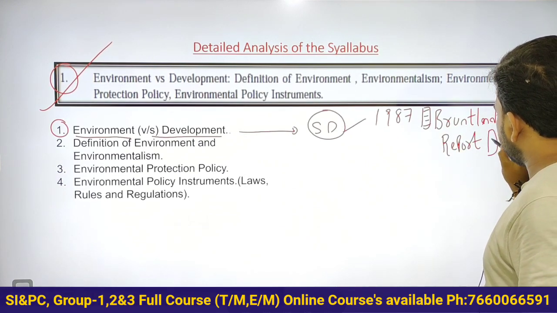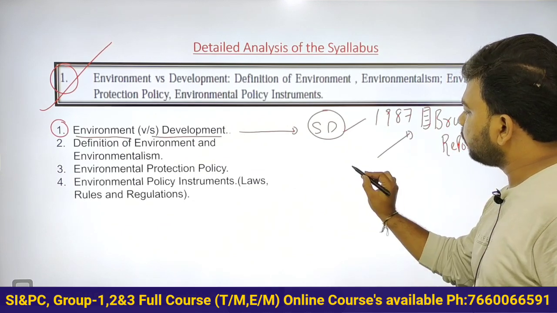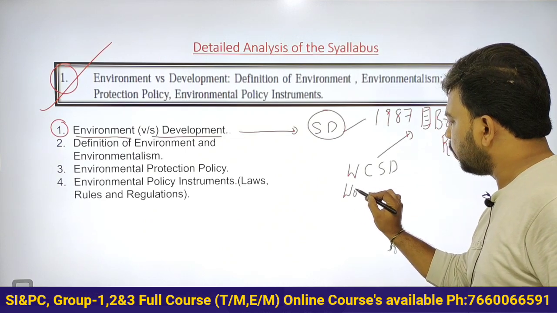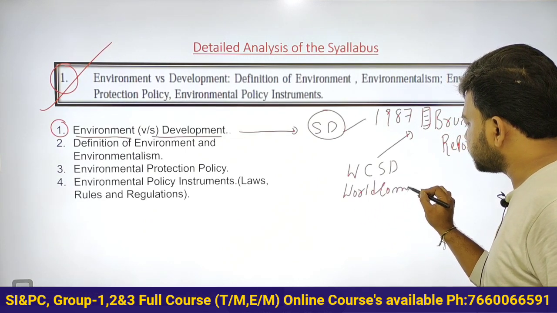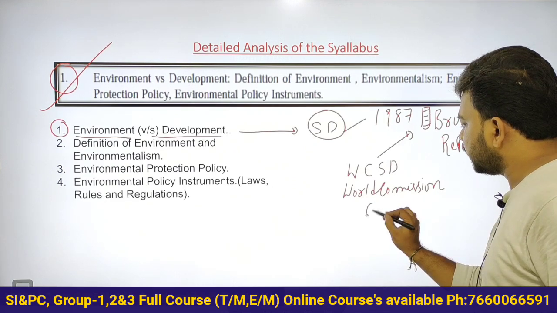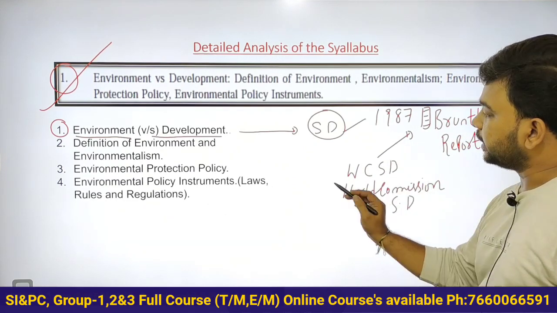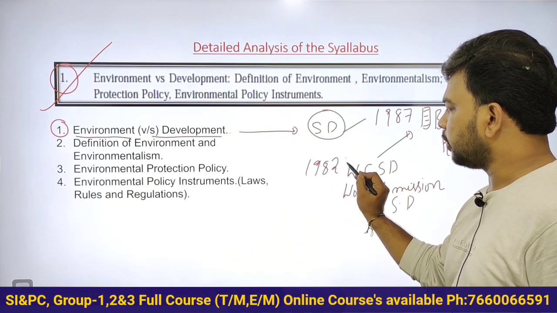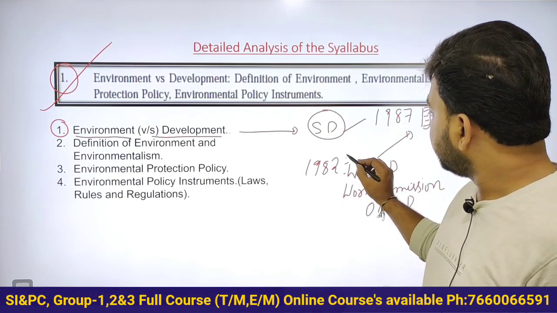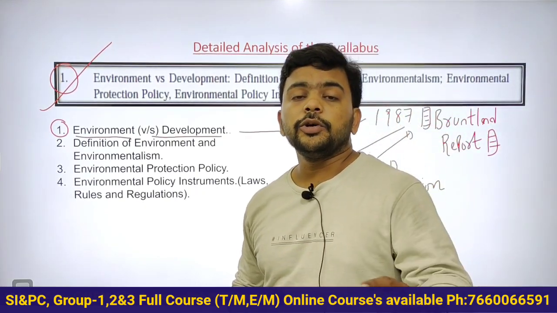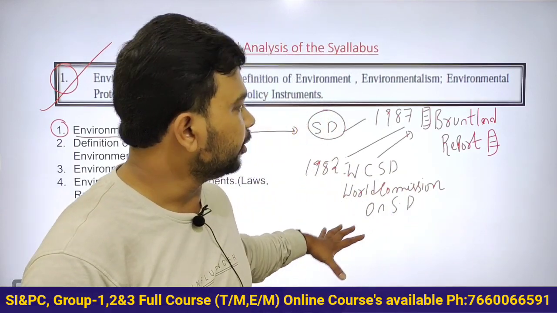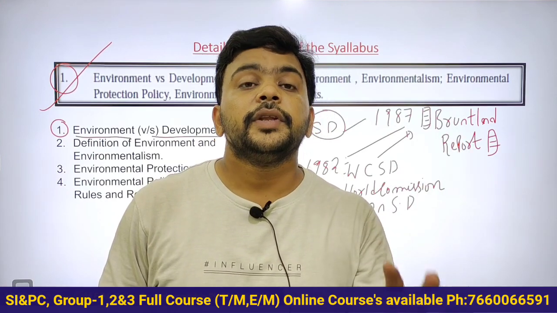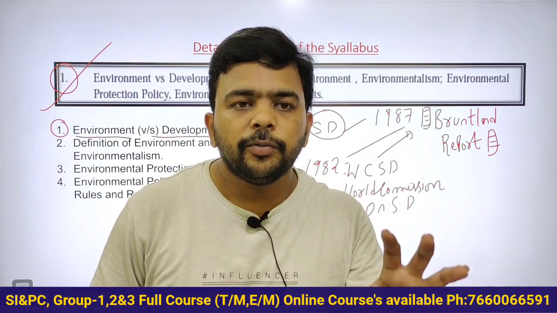The Brundtland report is the outcome of the World Commission on Sustainable Development. So what is this World Commission on Sustainable Development? It was constituted in the year 1982, and this report, the Brundtland report, was released by the commission in 1987, where for the first time the concept of sustainable development was introduced.